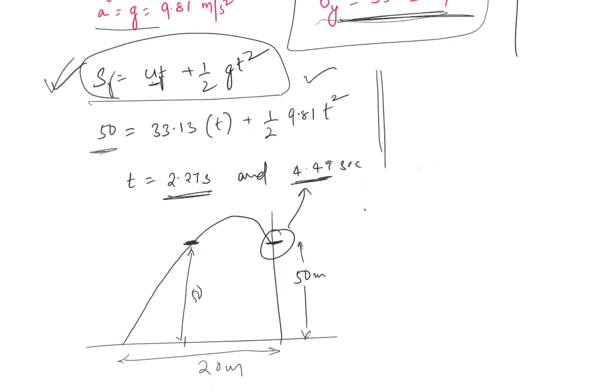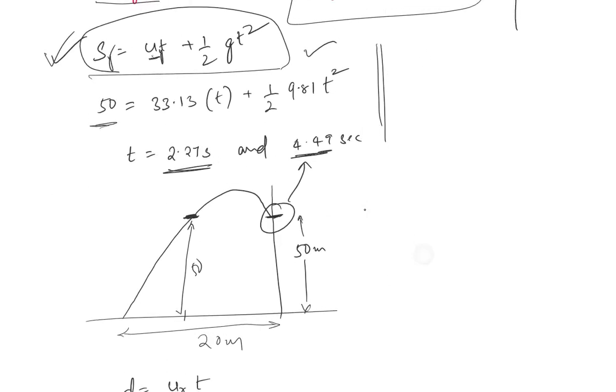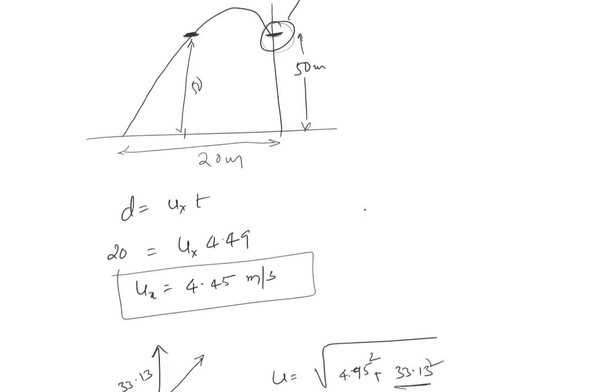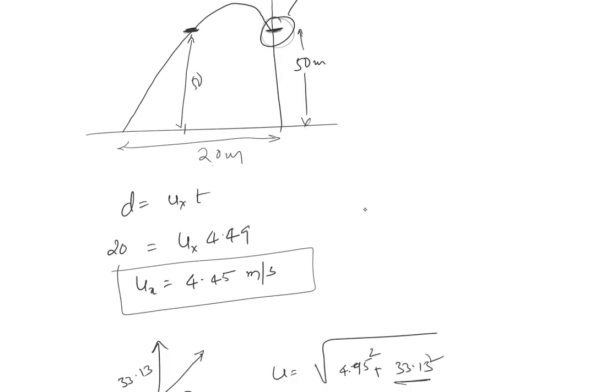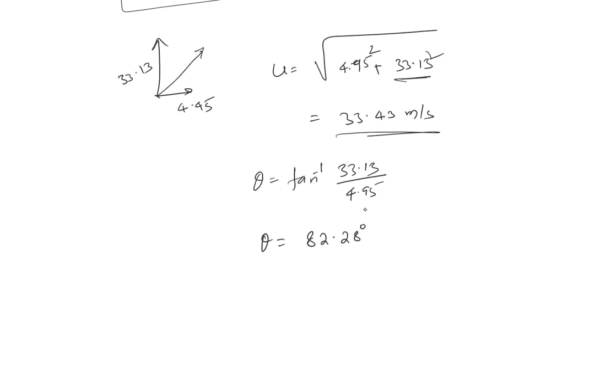Okay. And then once you find t, we know that we get two values of t because it's a quadratic equation, and we use the second value of t because this is the second time, in the descent. That means while the water is coming down, that is the time we're interested in, not the first time it reaches 50 meters. So we have the time, we use this distance and time to find the horizontal velocity, and then from horizontal and vertical velocity we find the resultant velocity, and of course the angle.